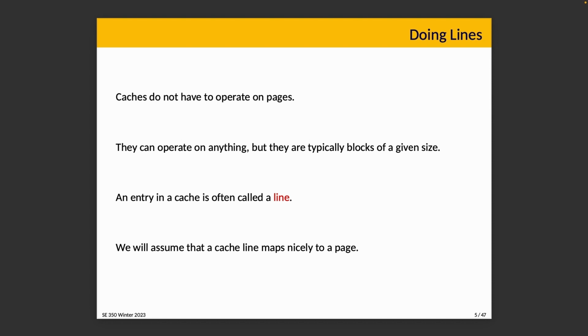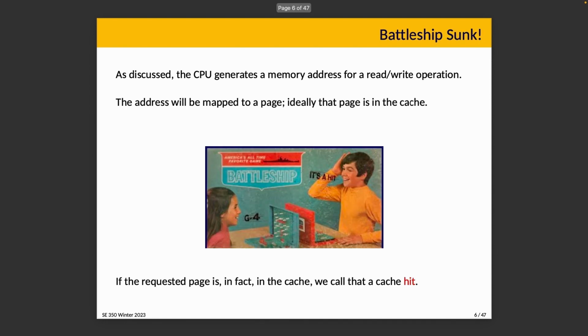Let's imagine it's that. So a cache line in this case corresponds to a page. If we have X kilobytes of cache, we divide that by 4K to find out how many possible entries we can keep in the cache at once. As discussed, the CPU generates a memory address for a read or write operation, and the address will be mapped to a page, and best case scenario, the page is in the cache.